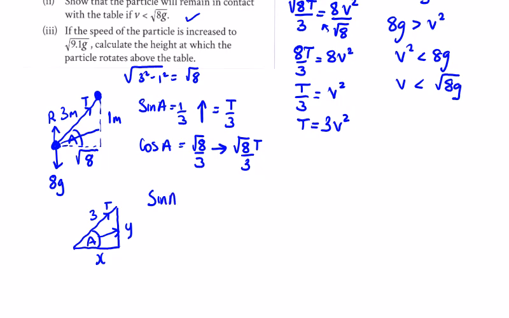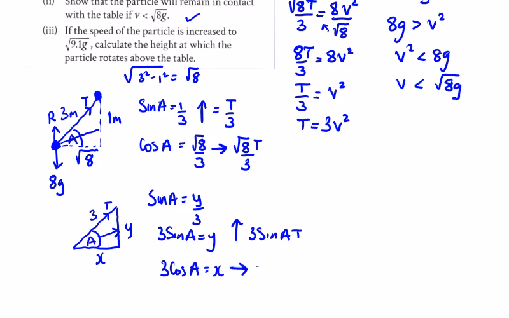Sine a is equal to y over 3. So 3 sine a is equal to my y direction, and the force in that direction is going to be 3 sine a times T. And similarly, x is going to be 3 cos a. So the force in this direction will be 3 cos a times T. Okay, where's this going? We have speed. We're being told the speed.